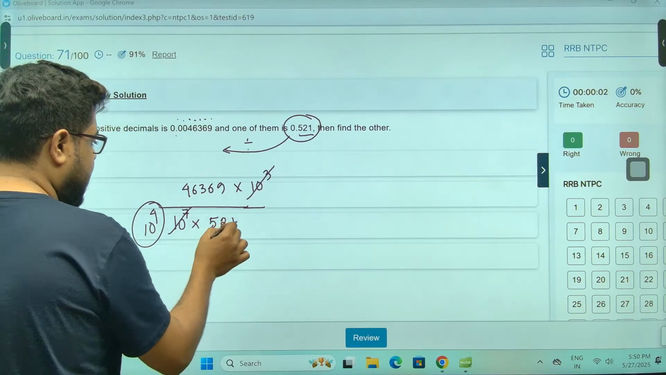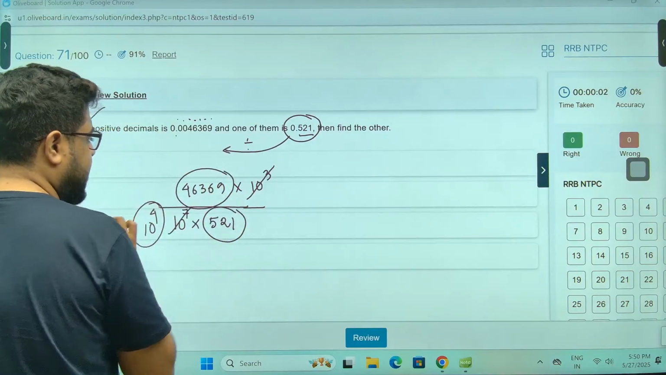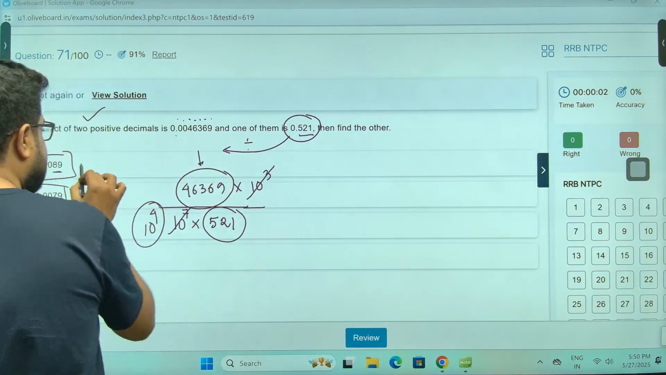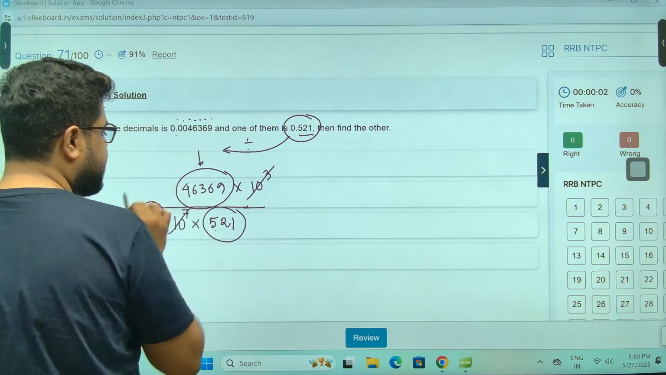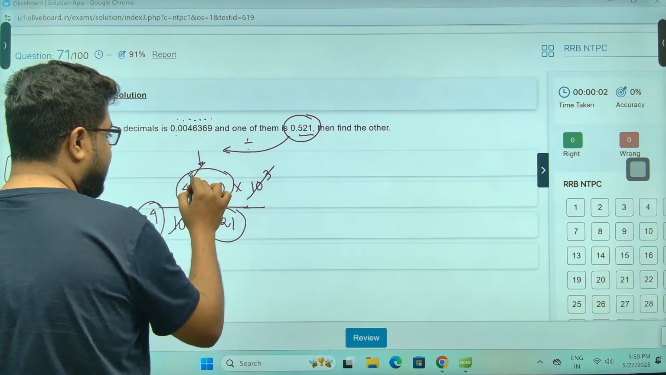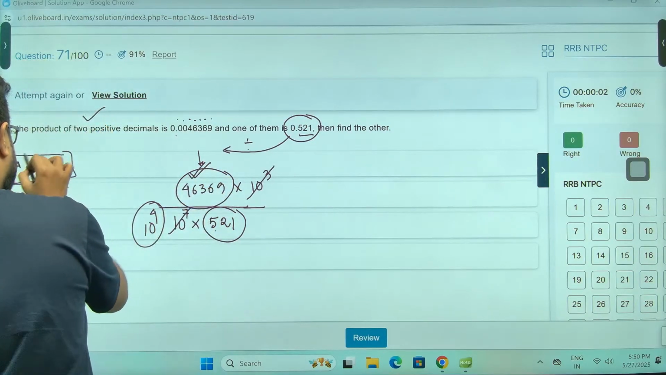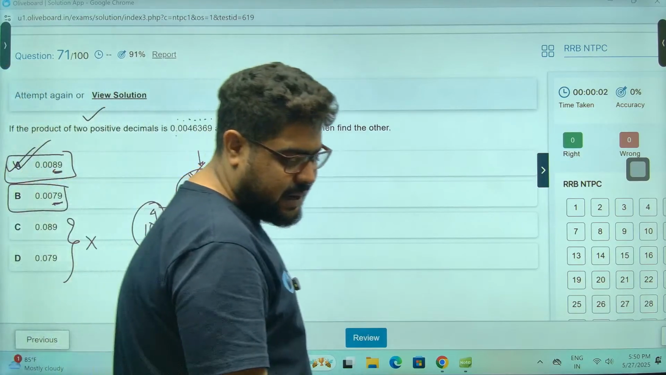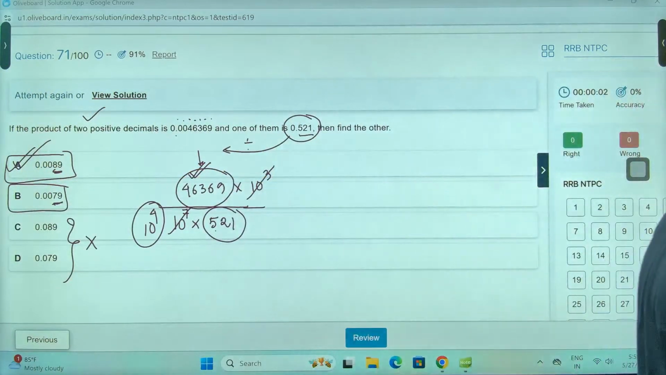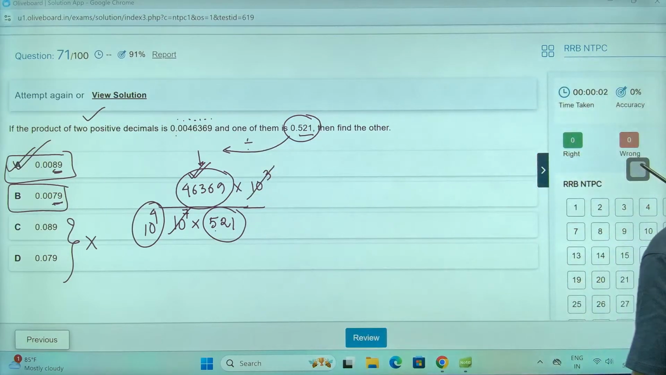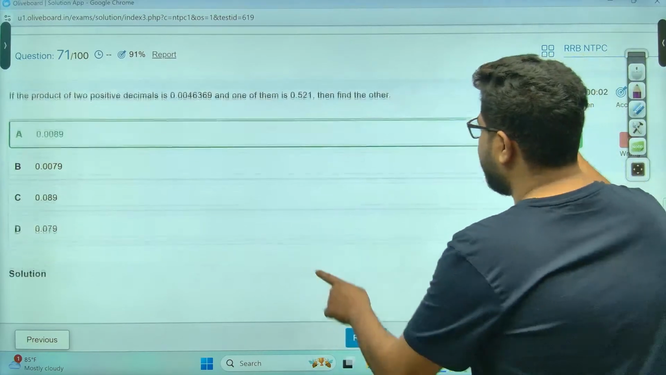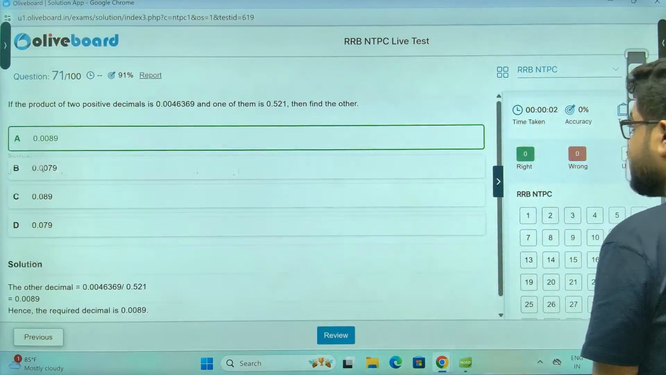Now, 500 into whatever gives you this. The answer is very close to 9, not very close to 8. 5 eights are 40, 5 nines are 45. So 100% my answer is option A. Because it is almost 9 times, and 5 nines are 45, we all know. So just go with that. Option A is the answer.